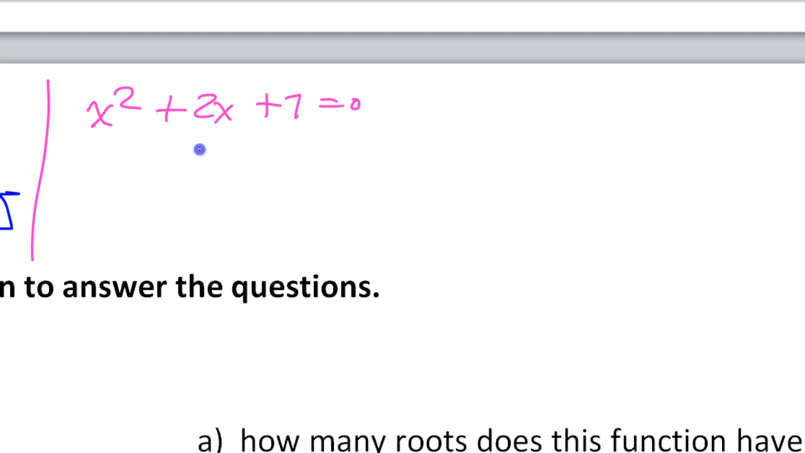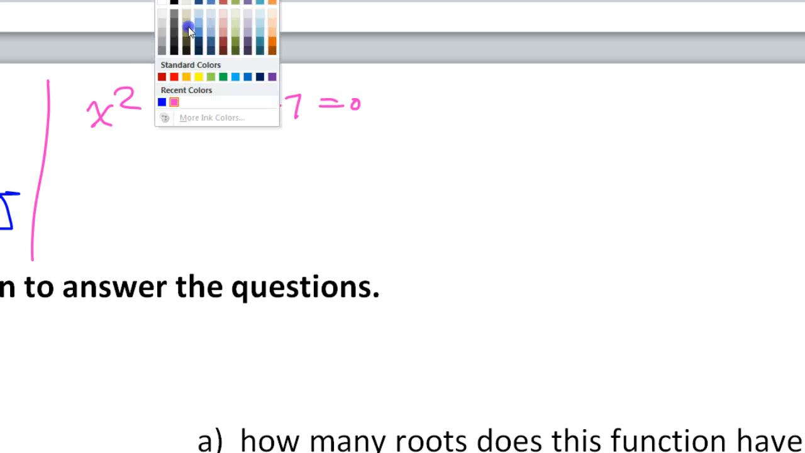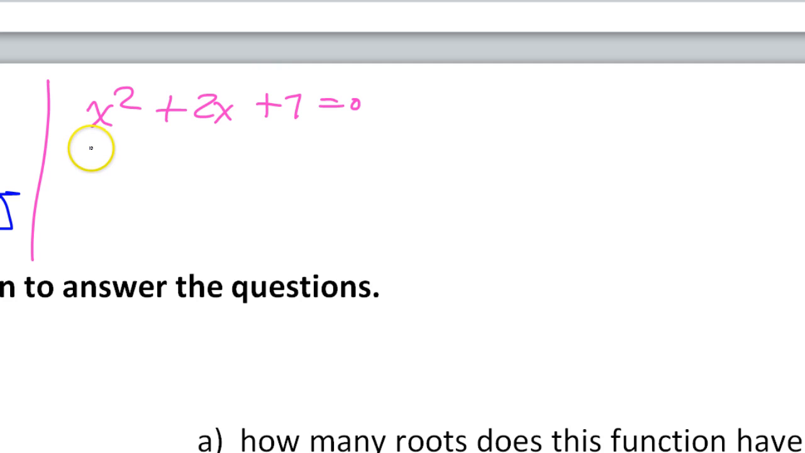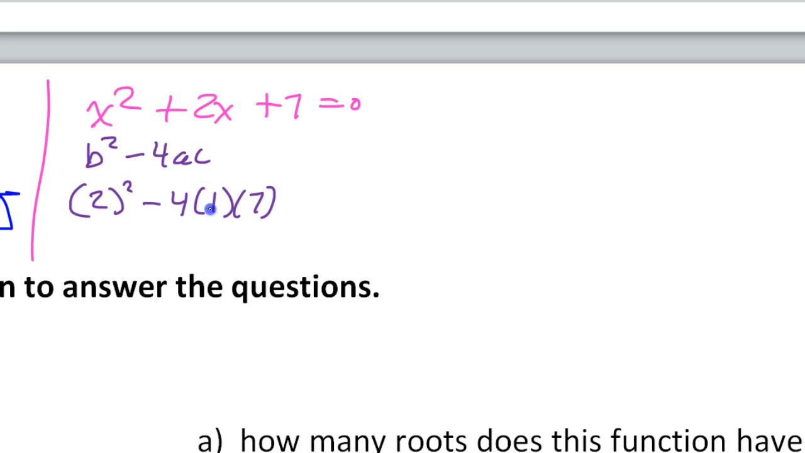Okay, so let's do the quadratic formula. Or we could complete the square, but y'all never remember that. Remember, b squared minus 4ac. Always start with the b squared minus 4ac part. So that's going to be 2 squared minus 4 times 1 times 7. Now, I didn't really need to write the 1 down, I'm just being thorough. So this is just 4 minus 28, so that's going to be negative 24.